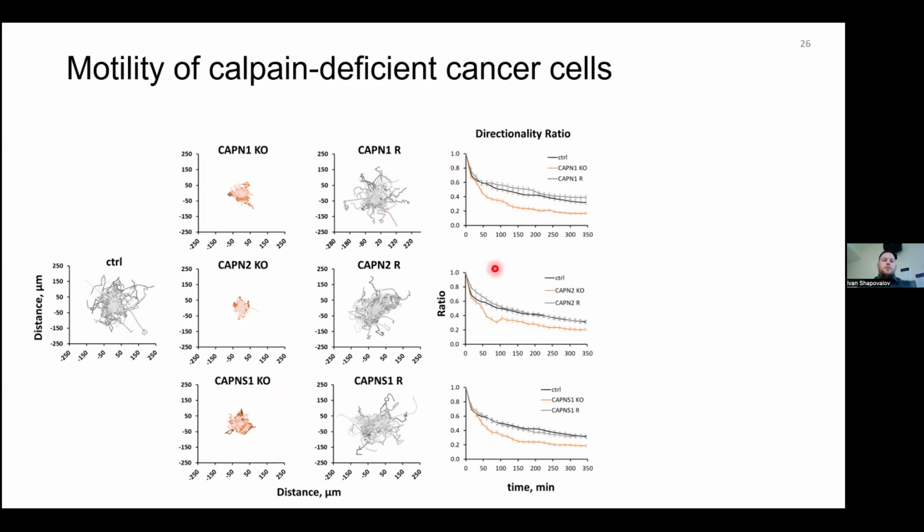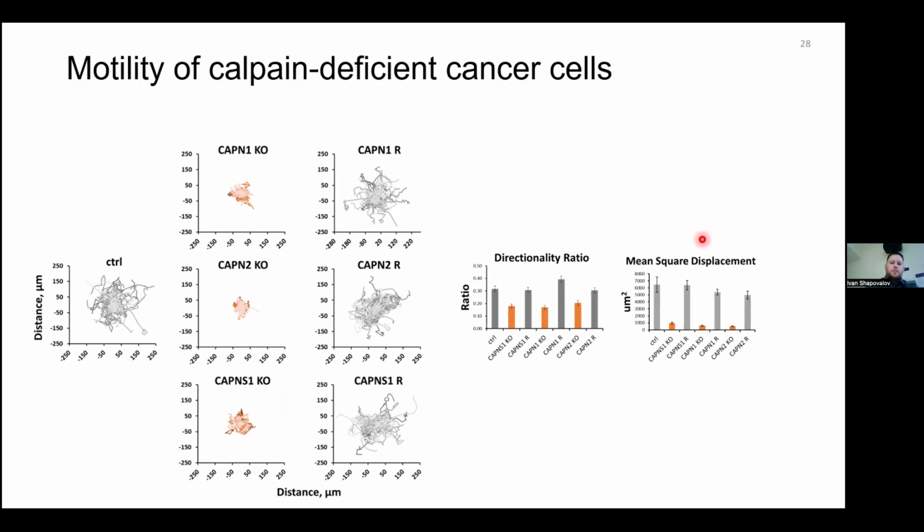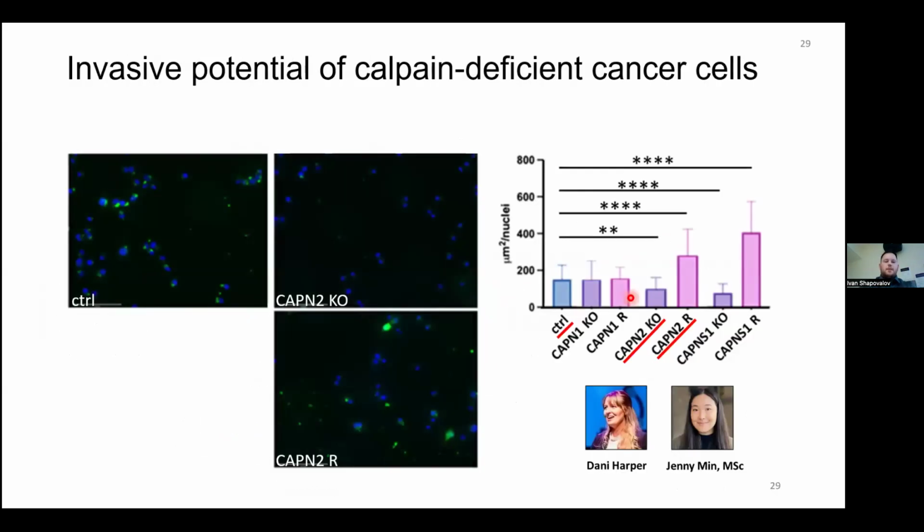And you can see that that drops off in all the knockouts faster than it does in the controls. And the other measure is the mean square displacement, which is a measure of how much area the cells have actually covered when migrating. Again, you can see the effects of the knockout. And again, to reiterate, those phenotypes are rescuable with the add-back of Calpain-1, Calpain-2, Calpain S1. This suggests that there is non-redundant roles for Calpain-1 and Calpain-2 in cell migration. So it seems that in this regard, deficiency in either calpain can have an effect.